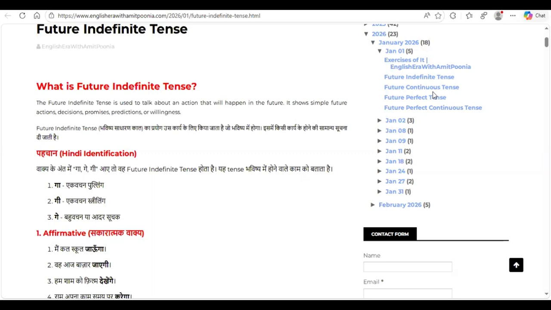Today, we will discuss future indefinite tense. What is the future indefinite tense? A tense that describes the action that will happen in future.